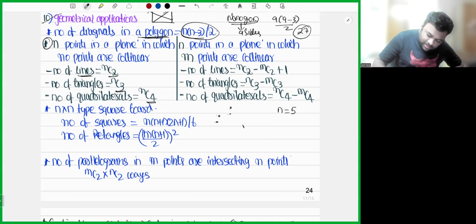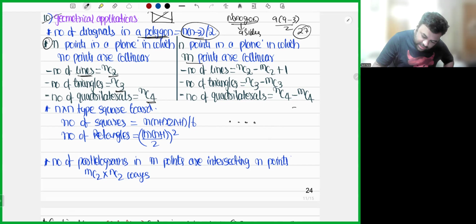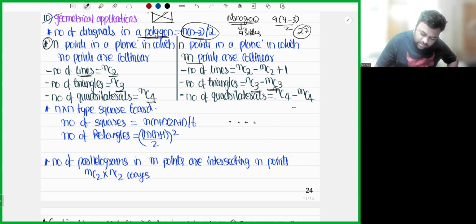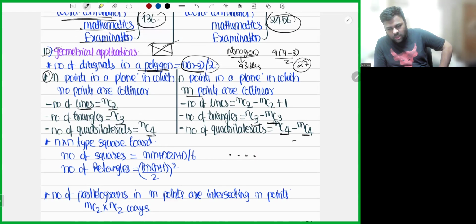Now, n points in a plane where m points are collinear. Collinear means they are on the same line like this. Now, when they are on the same line like this, is it possible to form a triangle? No. That's the reason I'm doing NC3 minus MC3. I'm removing the points which are collinear. Number of quadrilaterals: NC4 minus MC4. Why MC4? Because I am removing the points which are collinear. When they're collinear, it's not possible to form a quadrilateral or triangle. That's the reason I'm removing the points.